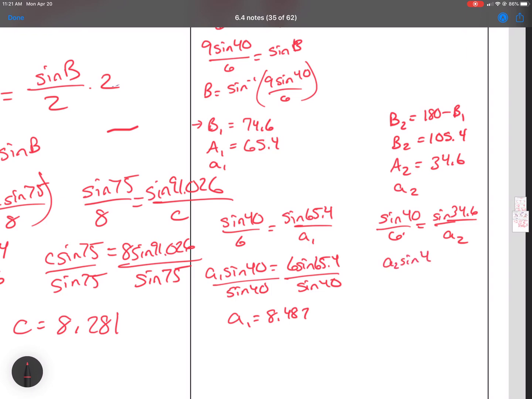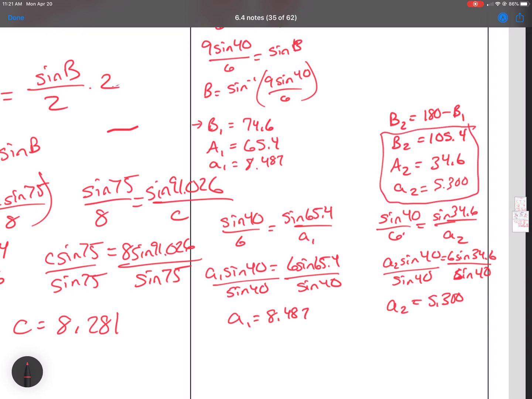So now we'll do the same thing for the other one. A2 sine of 40 equals 6 sine of 34.6. Divide by sine of 40. And A2 equals 5.300. So your A1 is 8.487, and your A2, little a2, is 5.300. So you have solved the ambiguous case for both triangles.